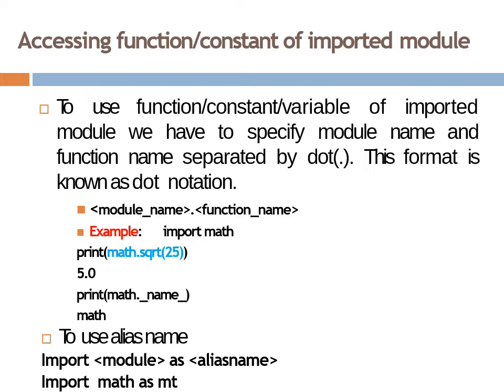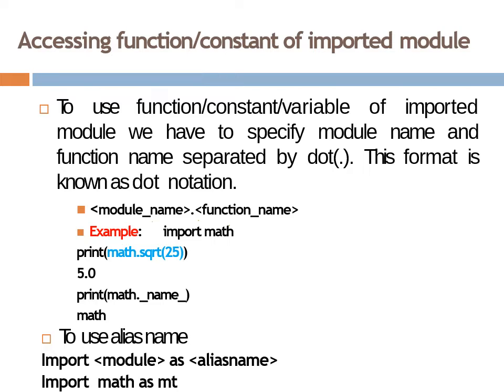Let us now try to access a function from the imported module. What is the syntax for that? Before getting into the syntax, we should be clear about a term called dot notation. What is dot notation? Dot notation is nothing but a specific module and a function separated by a dot. It's called dot notation. Here is the syntax: the module name, dot, and the function name. This is the syntax for using a function from a module.